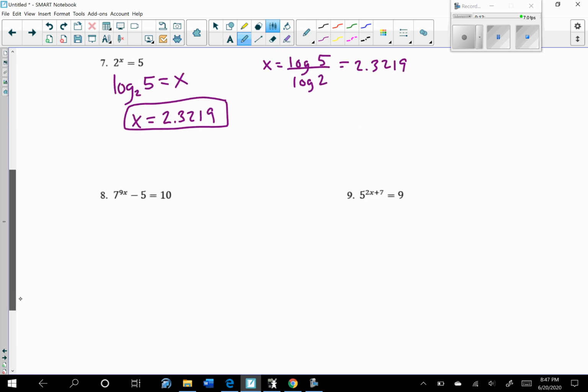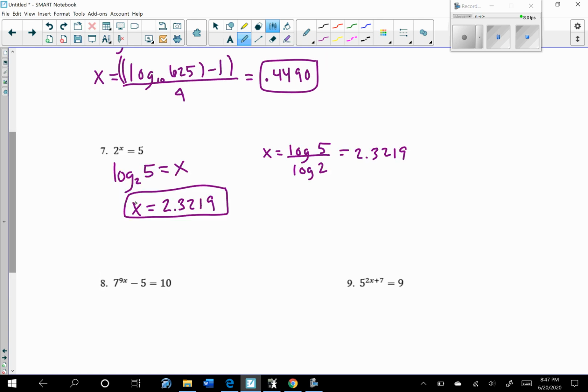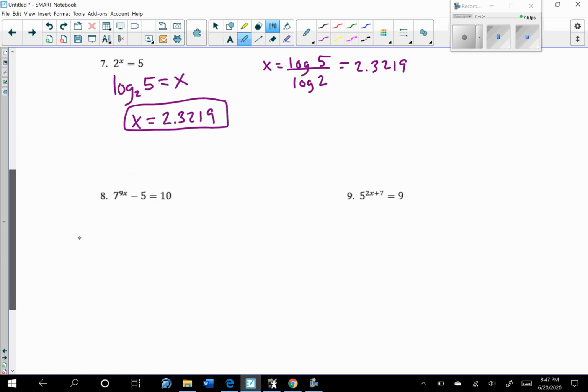Looking at question number 8. So again, before we do anything, the first thing you want to do is isolate that exponential portion. So right here, notice this is the exponential portion and we have that minus 5. So we need to get rid of that minus 5 before we can do anything. So I'm going to add the 5 to the other side. So now I have 7 to the 9x power is equal to 15. Then I would check, can I make these bases the same? No, I cannot. Therefore, I can go ahead and rewrite this using log form.